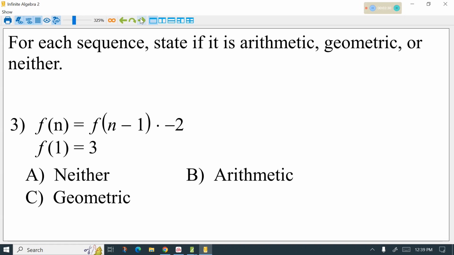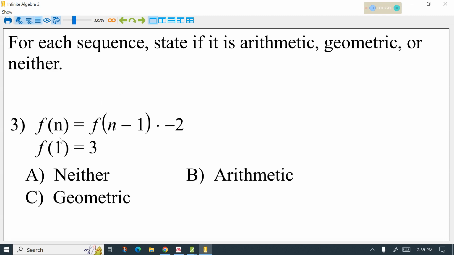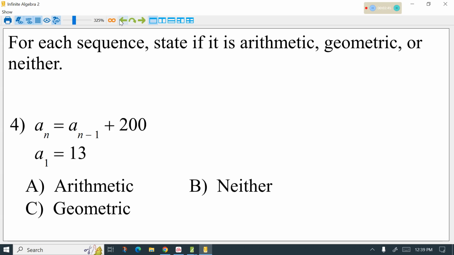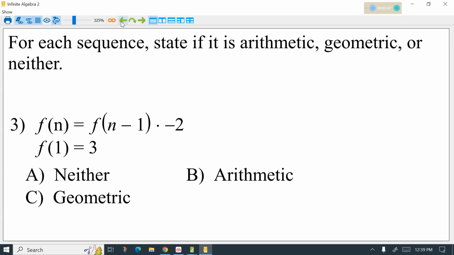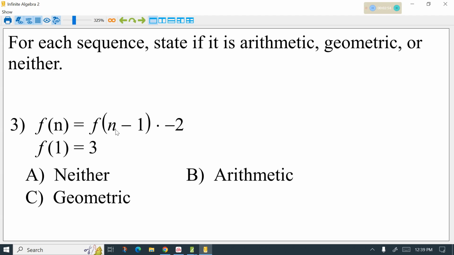This next one, I want to emphasize the difference between the format. On your paper, you probably have something that looks like a sub n and a sub n minus 1. But what you guys should see is that it's the same thing as having f of n. So this is just the same notation. I'm just turning the a sub n into f of n, and f of n minus 1 comes from a sub n minus 1. So let's break this down. For each sequence, state if it's arithmetic, geometric, or neither.